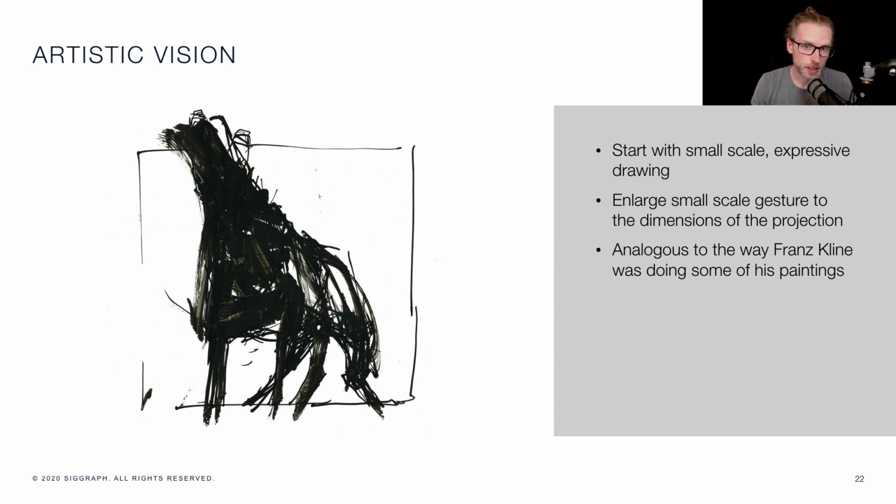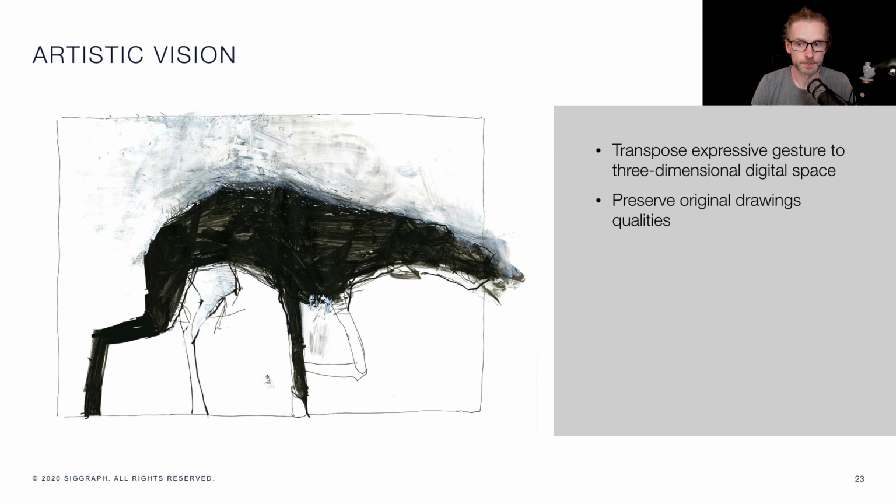My idea was that I would start with a small-scale expressive drawing, and then enlarge this small-scale gesture to the dimensions of the entire projection. That's actually quite analogous to the way Franz Kline did at least some of his paintings, because he was doing small sketches and then using projection techniques, enlarging them on a wall and doing a painting according to that. In my case, the challenge was how to transpose this expressive gesture from the drawing into the three-dimensional digital space, while preserving the original drawing's qualities, because I didn't want to lose this small-scale gesture.